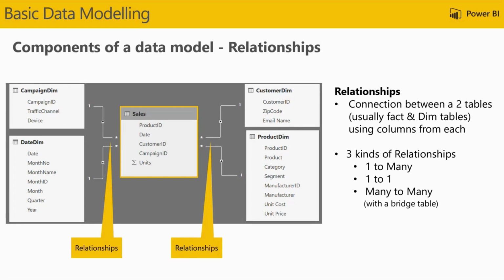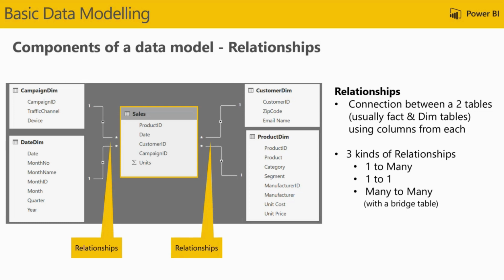A relationship can be of three different types. It can be a 1:1 relationship. That means the dimension table and the fact table both have the same granularity of data. That means the primary key, that is the unique column of the dimension table, which is also present in the sales table, will also be unique there. Only then can it be a 1:1 relationship.